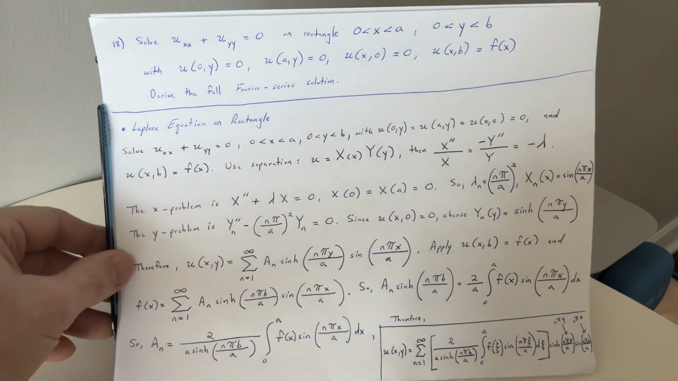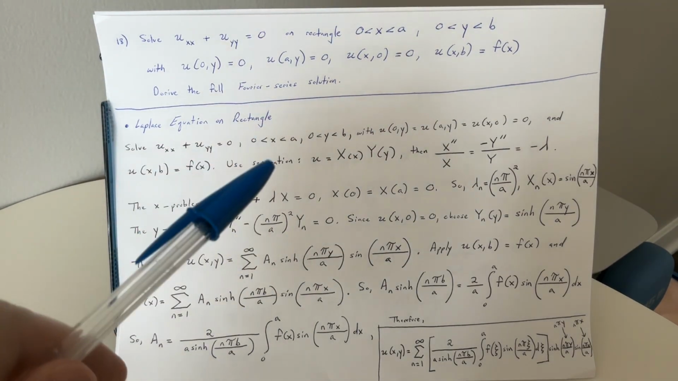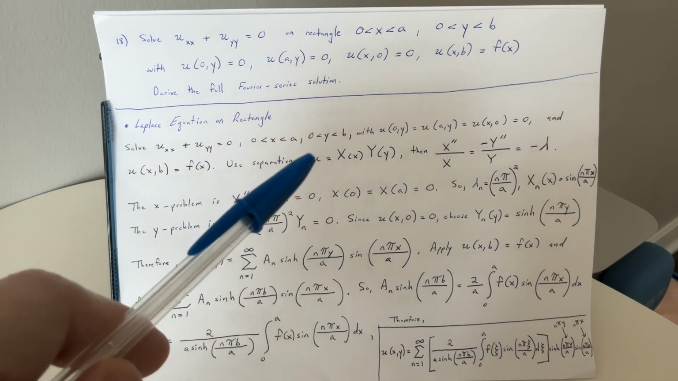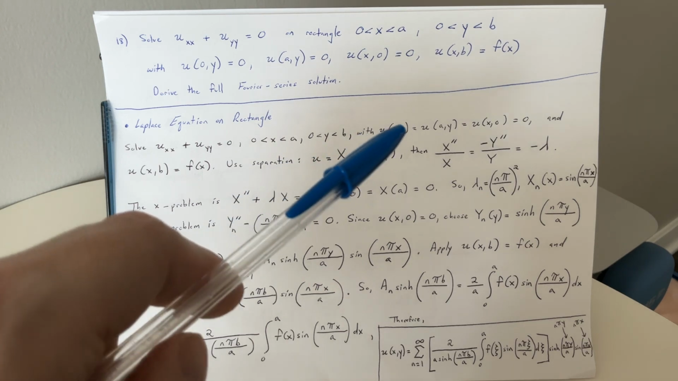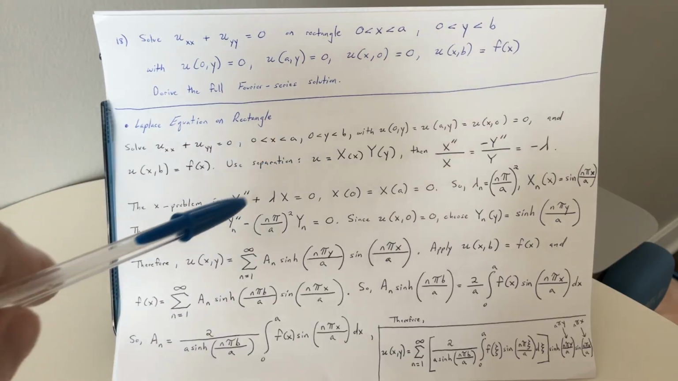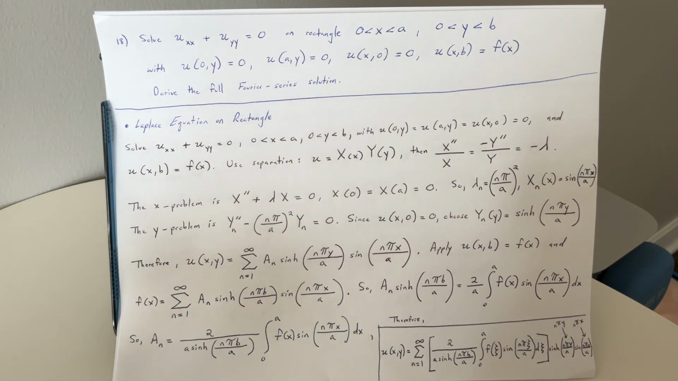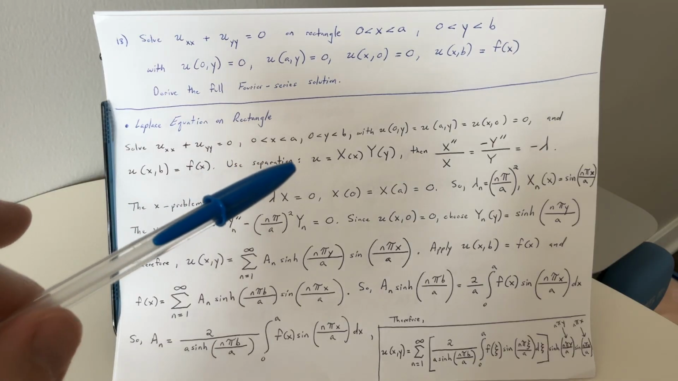Okay, so this is a Laplace equation on a rectangle. So solve u sub xx plus u sub yy equals 0, 0 is less than x is less than a, 0 is less than y is less than b, with u of 0, y equals u of a, y equals u of x, 0 equals 0, and u of x comma b equals f of x. So we're going to use separation here.